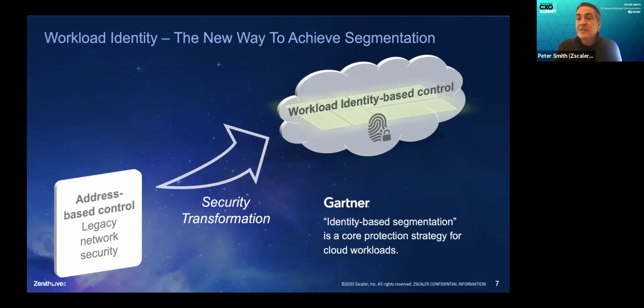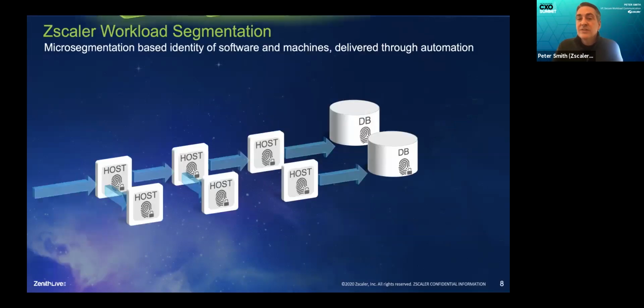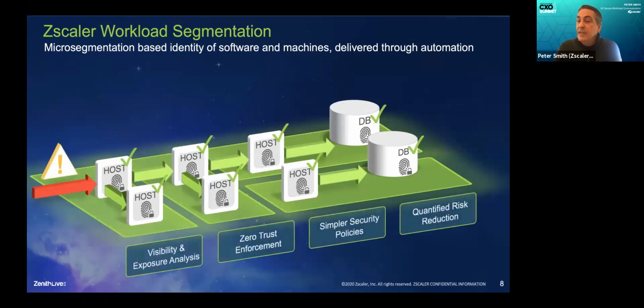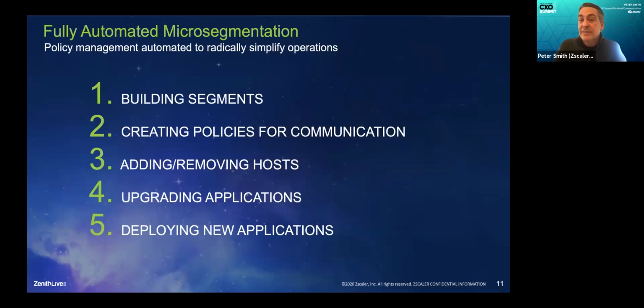So what does this look like? We deploy an agent to your system. We inventory all of the communicating software. We then build policies automatically to evaluate the attack surface and eliminate that attack surface. So there are 5 operational steps associated with identity-based segmentation. You need to build the segments. You need to create the policies. You need to update the policies as your environment changes.